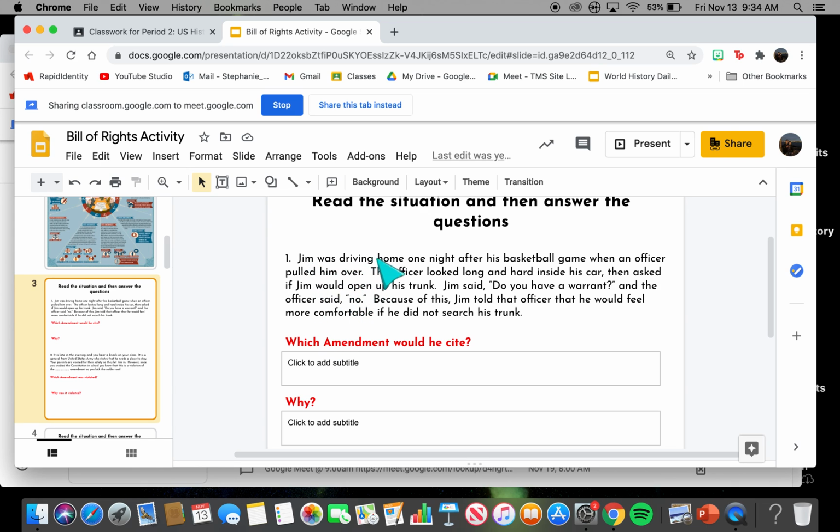Jim was driving home one night after his basketball game when an officer pulled him over. The officer looked long and hard inside his car and then asked if Jim would open his trunk. Jim said, "Do you have a warrant?" And the officer said no. Because of this, Jim told the officer that he would feel more comfortable if he did not search his trunk. So why did he have the right to tell the cop that? Because he didn't have a warrant. Because the officer didn't have a warrant, he couldn't search this person's car.